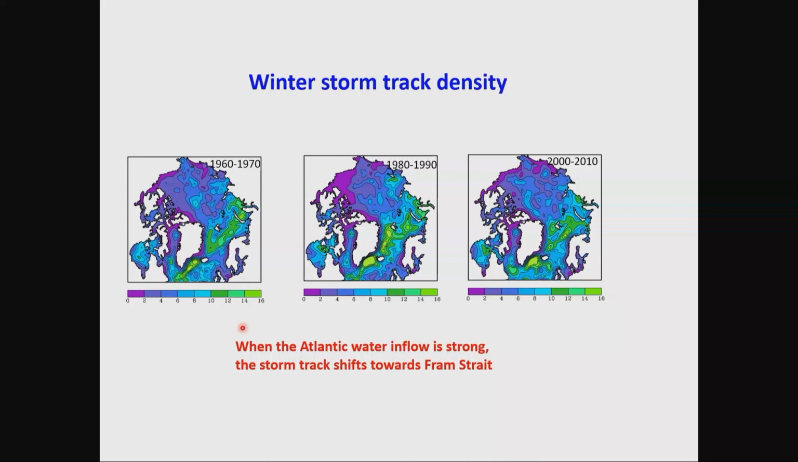Next, we will try to understand the impacts of Arctic storms on the Atlantic water inflow. Here we have wind storm track density. In the 1960s and the 2000s, when the Atlantic water inflow is weak, the storm track extends from North Atlantic into the Barents Sea. It is almost a straight line. But in the 1980s, when the Atlantic water inflow is strong, the storm track shifts northward. There is a significant increase in the storminess near Greenland Sea.